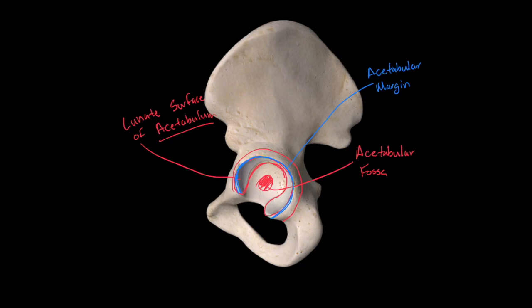And finally, the last landmark found in the acetabulum is this notch right here. It's almost like a gap between these two parts of the lunate surface, making this little gap. This is called the acetabular notch.